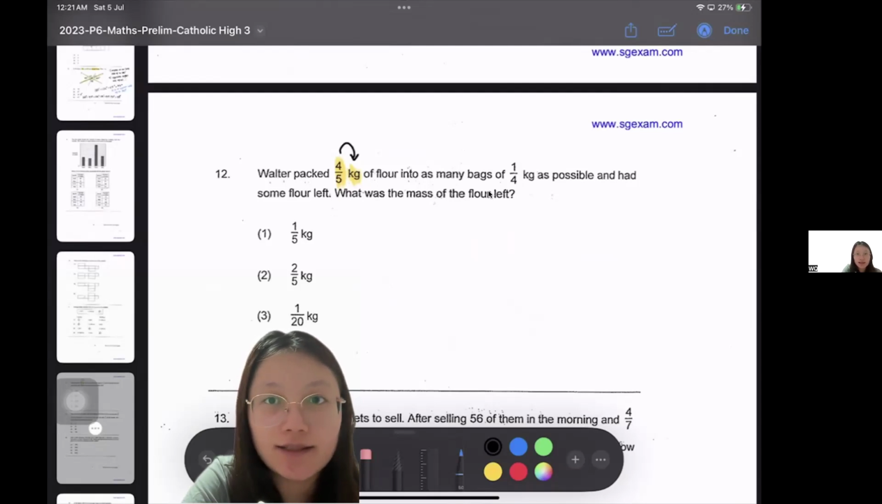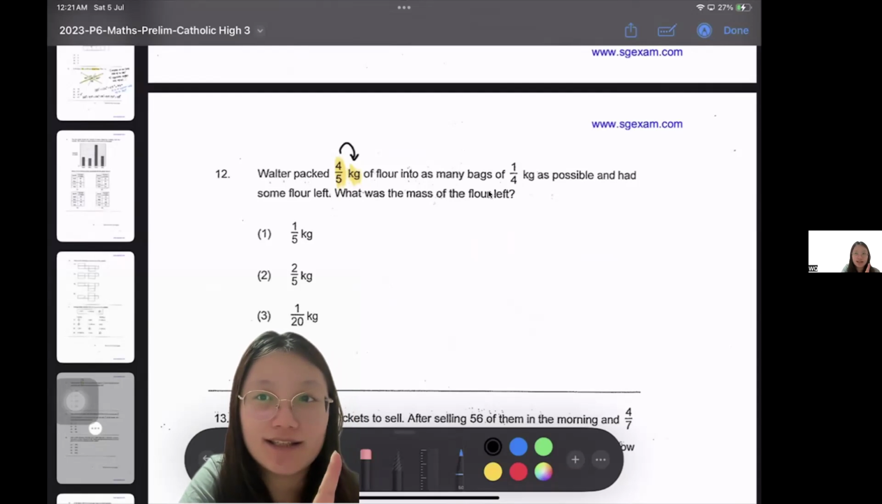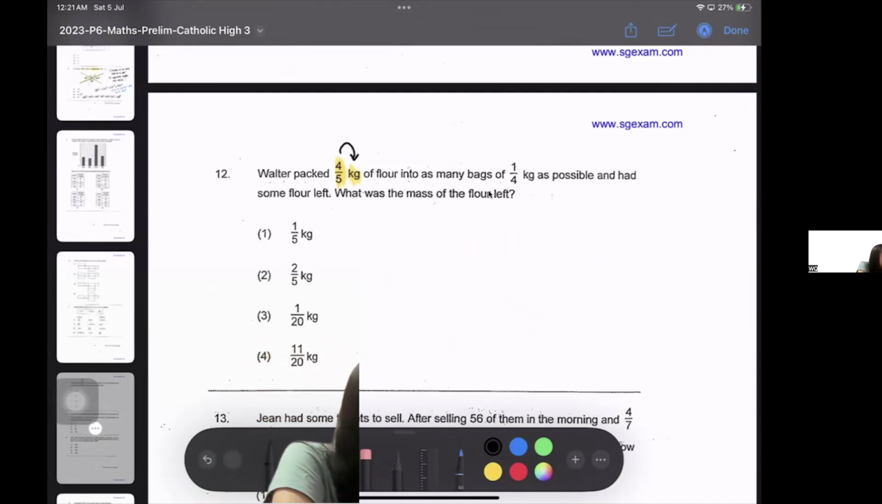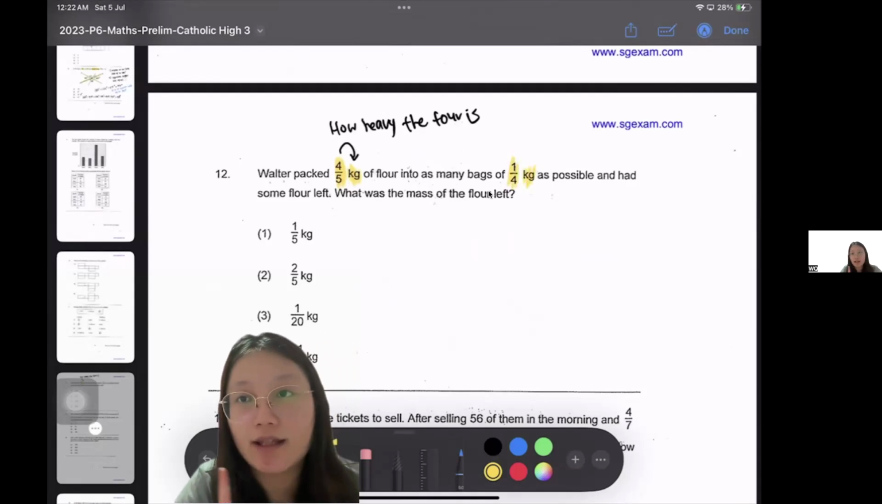You treat it as a number. It is a fraction, but you don't treat it as a fraction of the flour. You treat it as a number, how heavy the flour is, basically. These numbers here are how heavy the flour is. That includes this other number here, which is it was packed into bags of 1/4 kg. So that is the second thing.